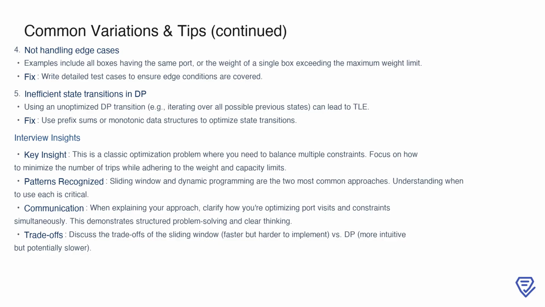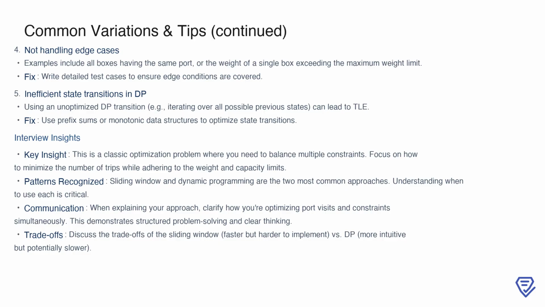From an interview perspective, it's important to recognize that this is a classic optimization problem requiring you to balance multiple constraints. You should focus on minimizing the number of trips while adhering to both weight and capacity limits. Sliding window and dynamic programming are the two most common approaches here, and understanding when and how to use each is critical. When discussing your solution, clearly explain how you're optimizing for port visits and constraints simultaneously. This shows structured problem solving and clear thinking.